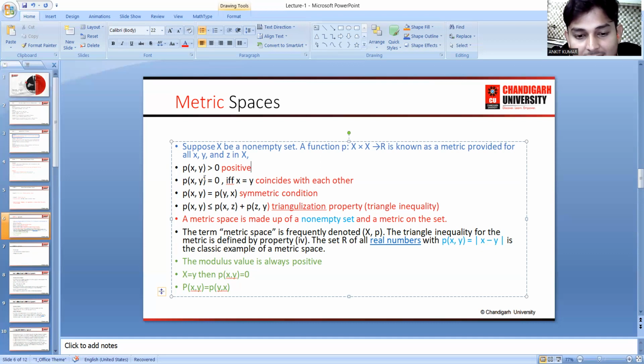The third property says that the distance is not changeable irrespective of their positions. The distance from Y to X is the same as the distance from X to Y. So there is no difference between X to Y and Y to X. This is the symmetric condition. So in the space, the distance between two points is the same as the distance between the points if we change their positions.